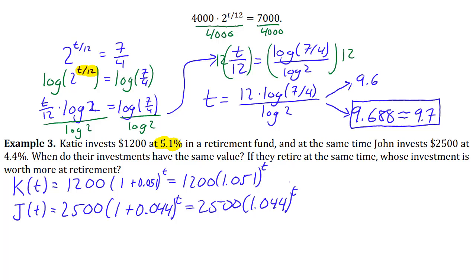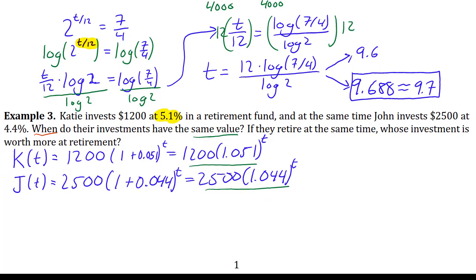Now what we want to know is, when do their investments have the same value? So that means, what is the value of t, the number of years, that makes these results be the same? So the same value means this equals this. So the equation that we're solving is going to be 1,200 times 1.051 to the t equals 2,500 times 1.044 to the t.